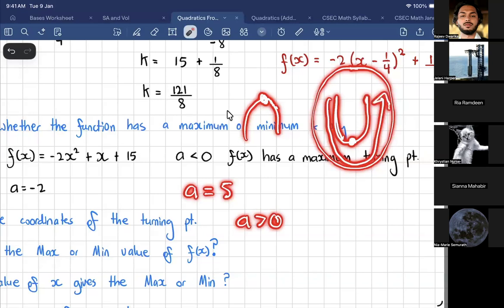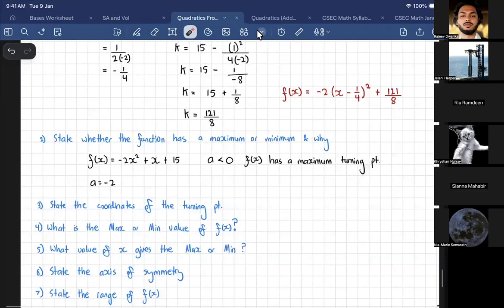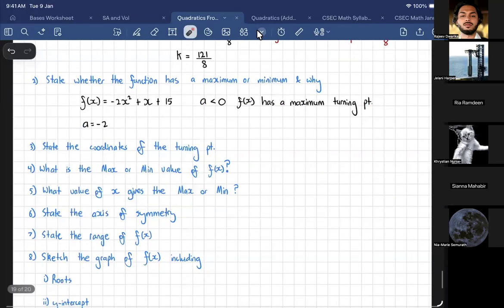So if a is more than 0, you would say that the function has a what? Tell me, Maria. If a is more than 0, f of x has a... is it a maximum turning point or a minimum turning point? A minimum turning point. Yes. Happy that I understand that. All right, so that's your answer there, right? This is the answer. Let's move on to part 3 now.